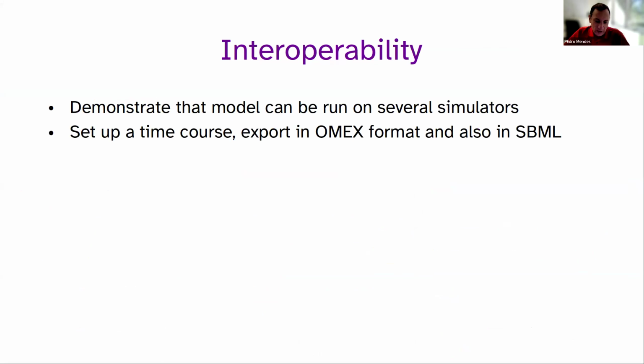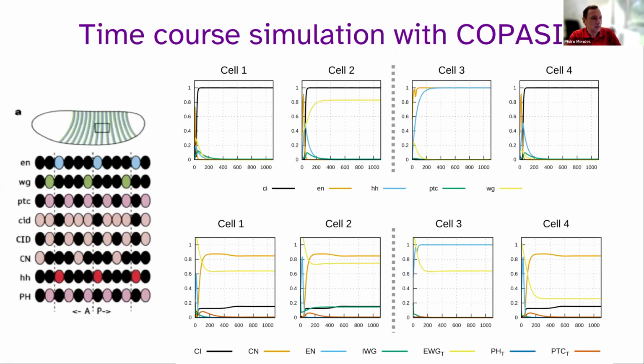And now for interoperability. So now we're up to the I of FAIR. I want to demonstrate the model can be run on many different simulators. So I thought, okay, I'm going to set up a time course of one sample. I just pick one that ends up with a pattern because that looks nicer. And I export that in OMEX format and also SBML. And then I run it in COPASI. And this is the time course.